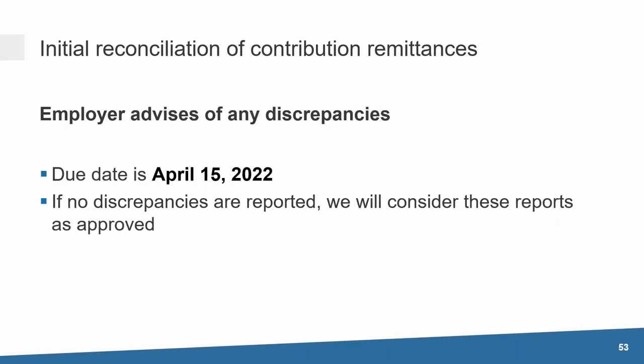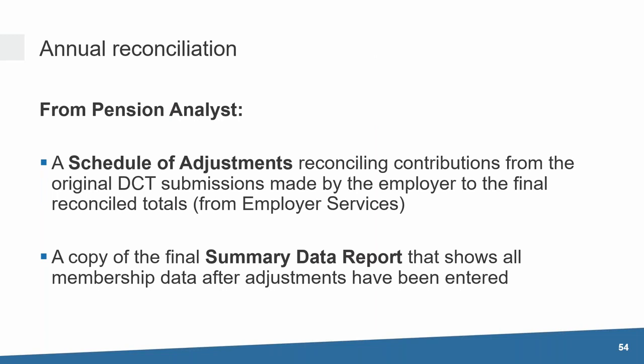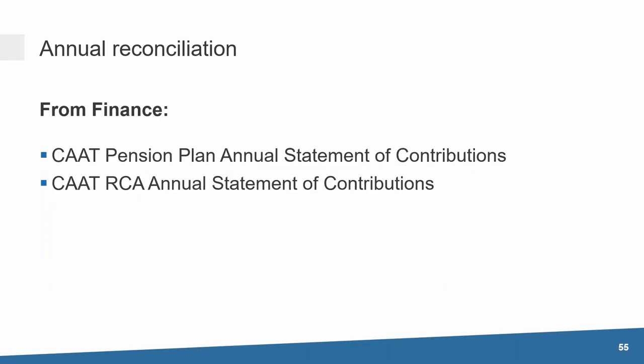Note that the deadline for reporting any discrepancies is April 15th, 2022. If no discrepancies are reported, we will consider these reports as approved. Following employer approval of the 2 worksheets, which again are CAT RPP summary and CAT RCA summary, the final versions will be forwarded by finance to the pension analysts, who will then prepare the schedule of adjustments in the summary data report. Finance will then use these reports to prepare the annual statement of contributions.